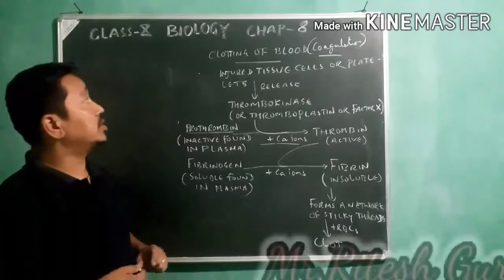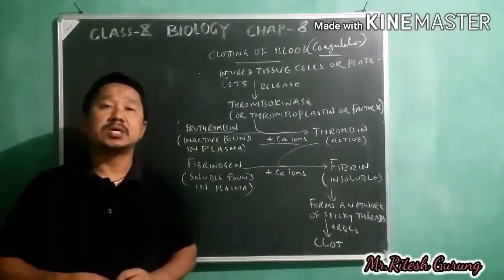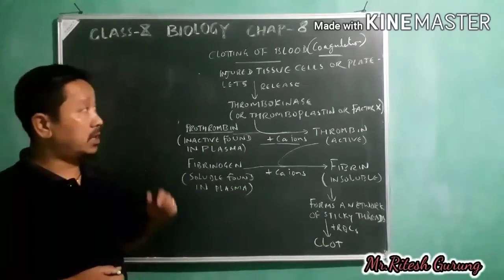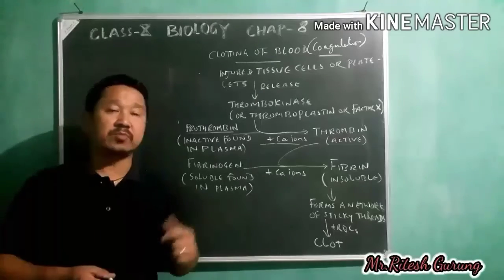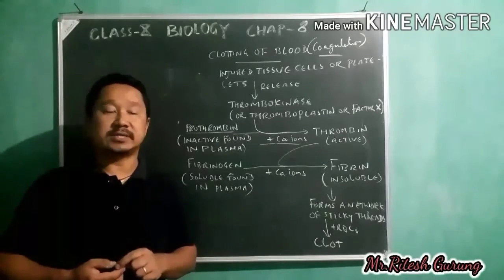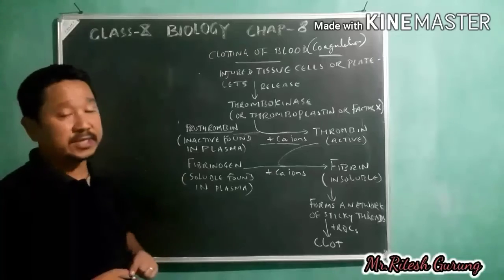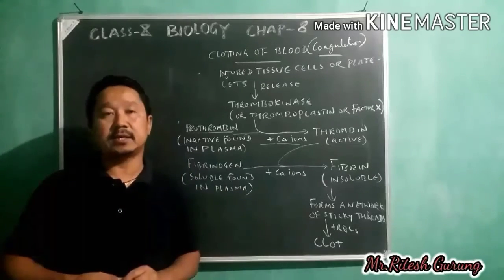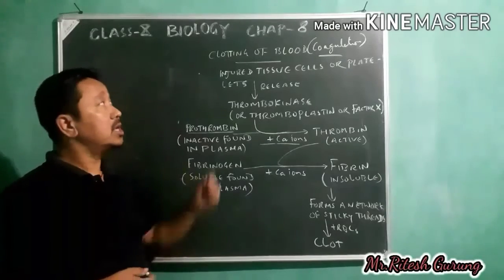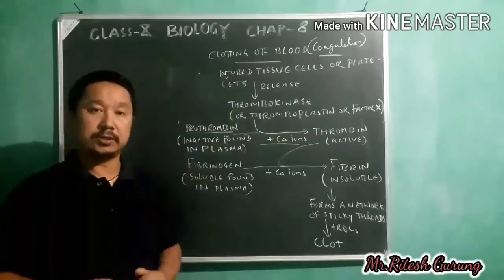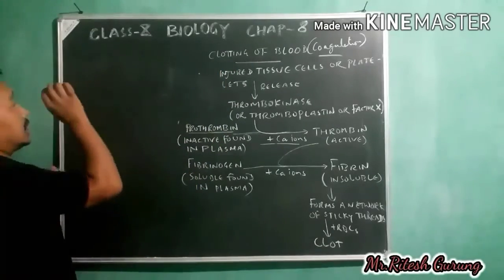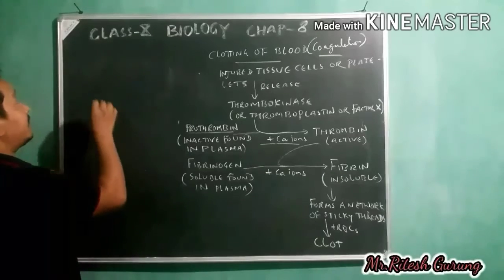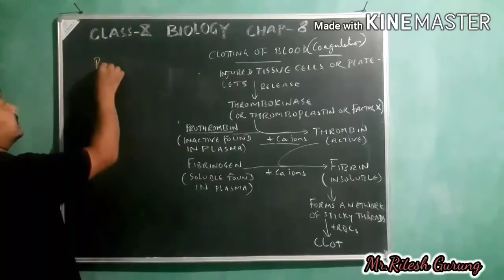Dear class 10, we'll continue chapter number 8, that is circulatory system. This chapter may take some more sessions because the chapter is too long. So today in this session we'll talk about the third type of blood cell called platelets, and also the clotting of blood. The third type of blood cell that we have is platelets.